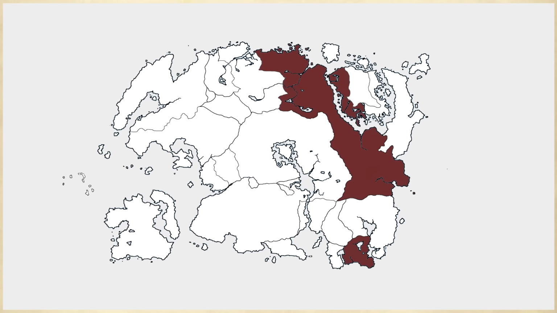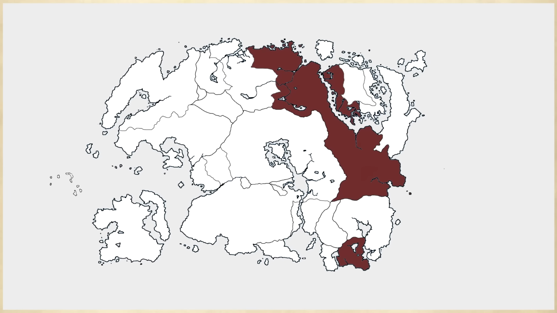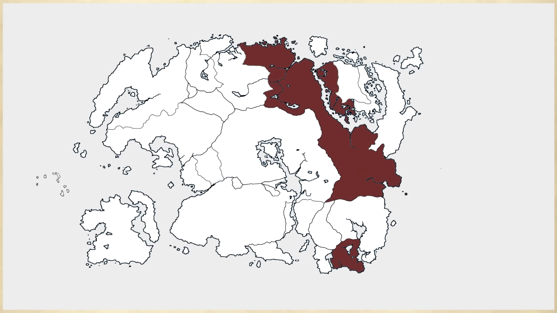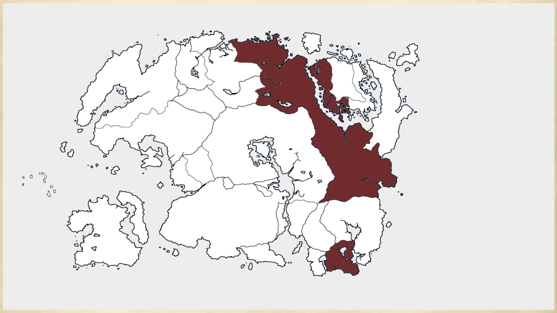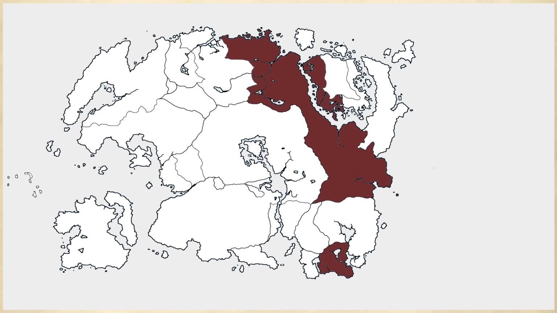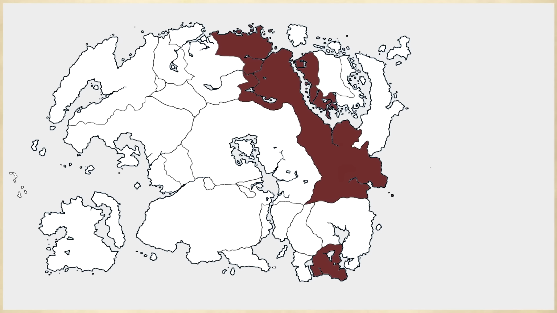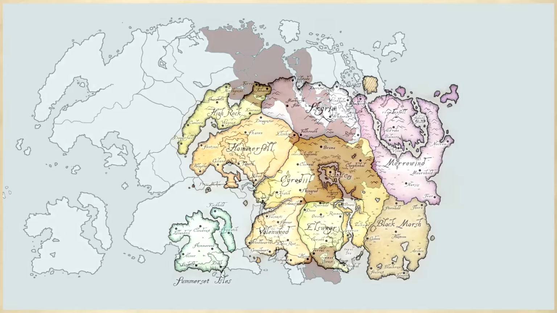Because this alliance is made up of parts of Skyrim, parts of Morrowind, and parts of Blackmarsh. And you may say, well, why is that interesting? Well, because unlike the other alliances made up of nations which have cooperated in the past, these three partners have a history of absolutely hating each other.